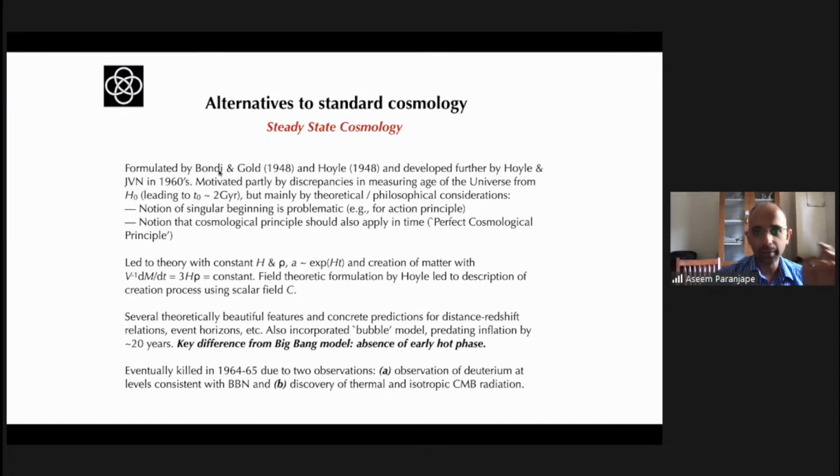So this was formulated by Bondi and Gold in 1948 and Fred Hoyle also in 1948, and then developed further by Hoyle and Jayant Narlikar in the 1960s. So the original motivation was partly due to the then known discrepancies in measuring the age of the universe from H naught. Remember, I told you that Hubble's measurement of H naught was inconsistent with the then known ages of the stars in the Milky Way.